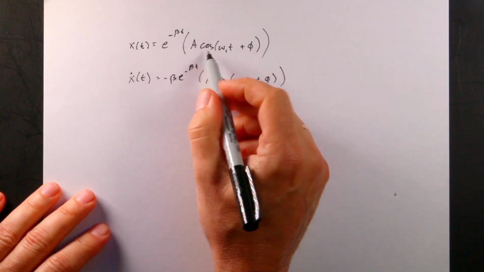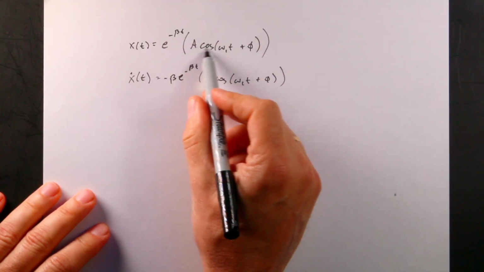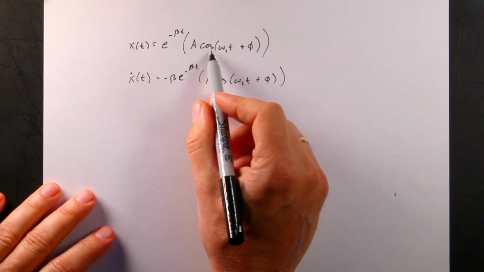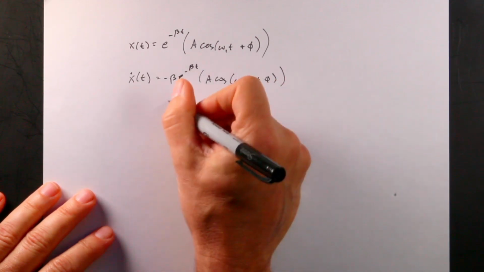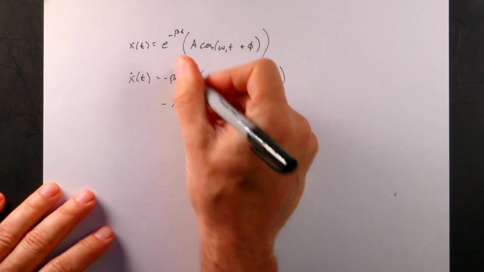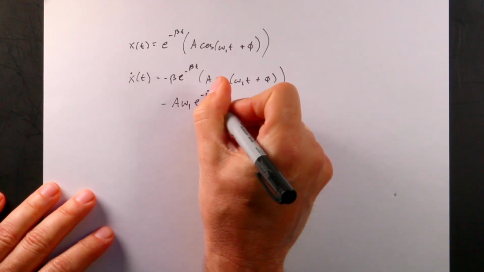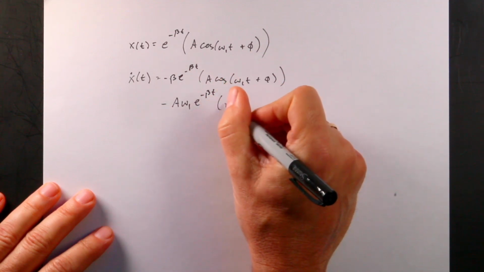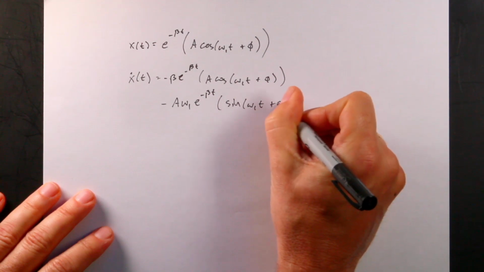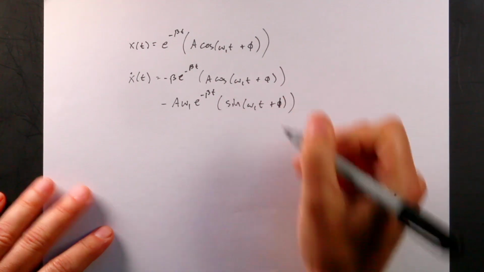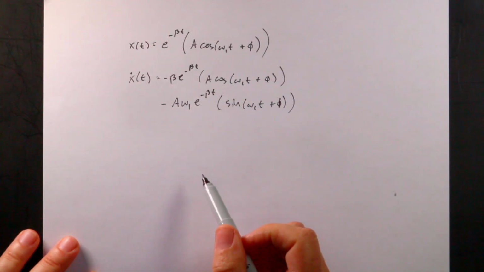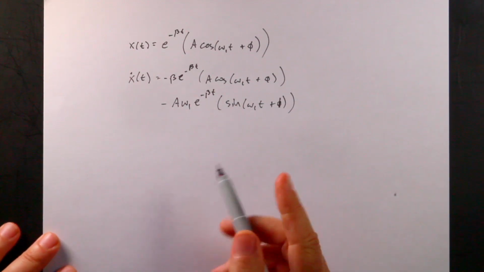Okay, now I have to add in the derivative of this. So if I take the derivative of this whole thing, I'm going to get negative A omega 1 sine omega 1 t. So I'm going to get another negative A omega 1, and then I'm going to put the exponential e to the negative beta t. I'm doing it out of order, and then I'm going to put sine omega 1 t plus phi. Okay, so that's my derivative. It's got two terms.